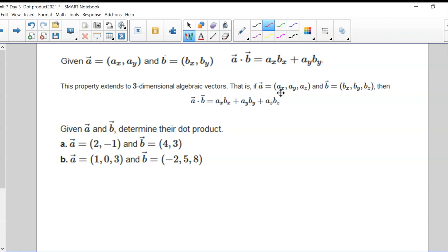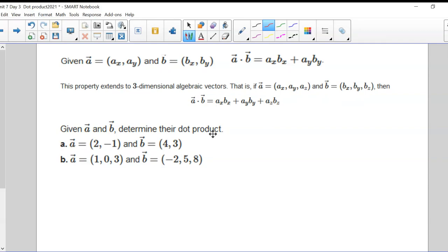So if the A vector had three components, x, y, and z, and the other vector B had three components, x, y, and z, then to get the dot product, the A times the B, the two x's get multiplied, the two y's get multiplied, and the two z's get multiplied, and you just add it all together. So let me do the first one for you, then I'm going to ask one of you to tell me what the second one is.